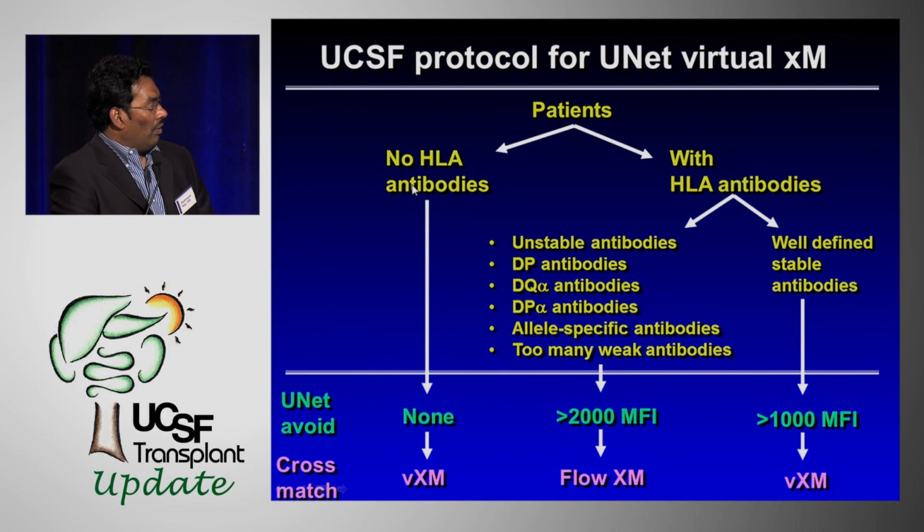If the patient has DP antibodies, DQ alpha, DQ beta, or allele-specific antibodies, or too many antibodies, then we will avoid only those with over 2,000 MFI, and we will follow with a flow cytometry crossmatch. And if the patient's antibodies are well-defined and stable, then we will avoid all antibodies over 1,000 MFI, and then we'll go for the virtual crossmatch. This is not only the practice at UCSF, but many other centers are also using the virtual crossmatch, very successfully.